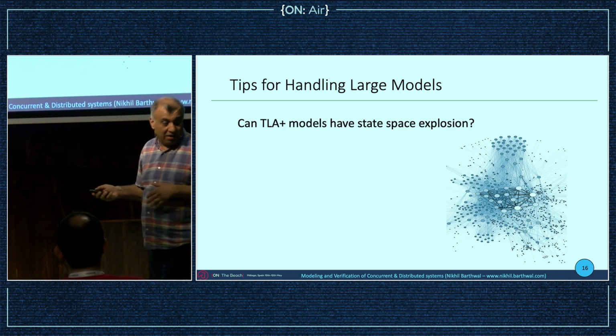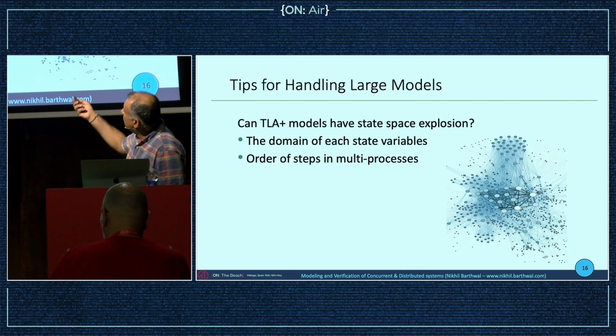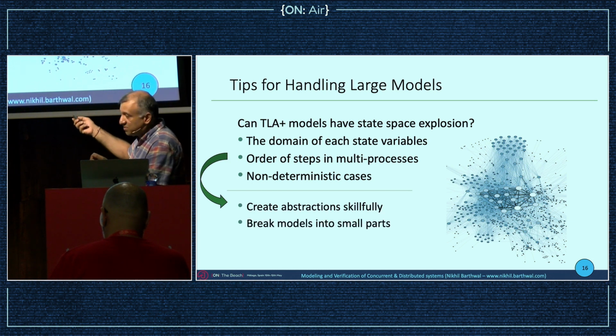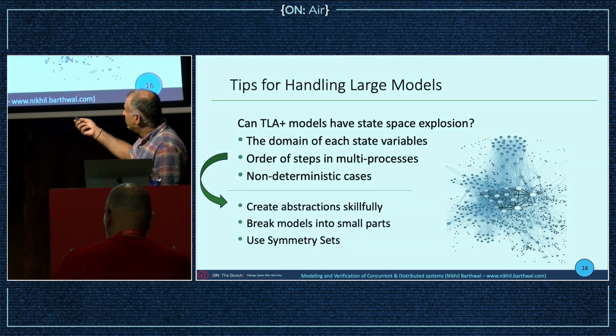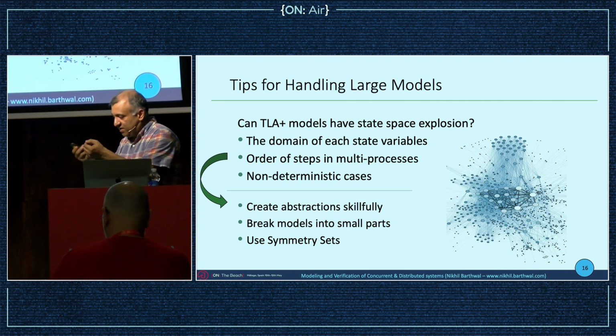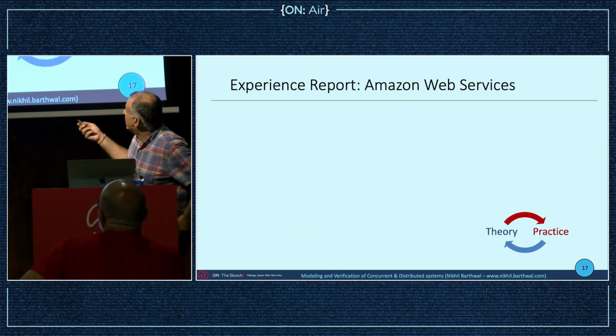So tips for handling large models, right? TLA plus can have state explosion, so reduce the domain, order steps in multiple processes, these can have state saved, create your abstractions, skillfully break your models into small parts, and there's something called symmetry sets. Like if I have a set and if there's an error in 2 elements, then there's probably an error in all elements. So you can use these symmetry sets.